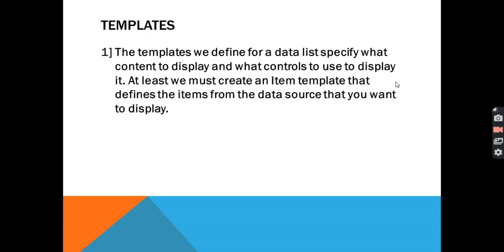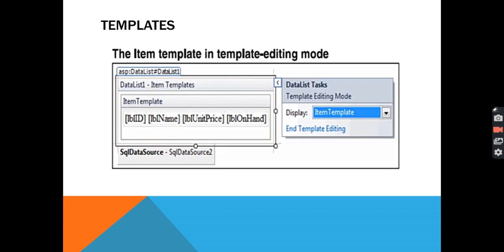Now moving to our next topic, we learn to define templates for a data list. The templates that we define for a data list specify what content to display and what controls to use to display it. At least we must create an item template that defines the items from the data source that you want to display. Now this is the item template in template editing mode, as we can see.